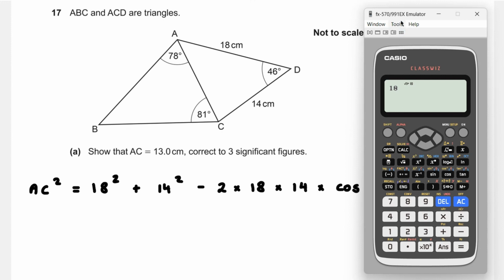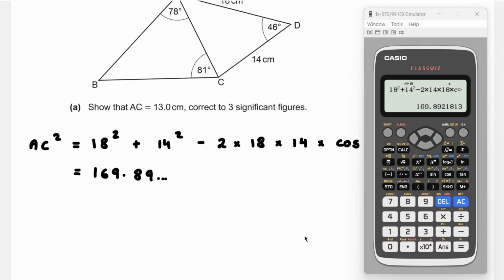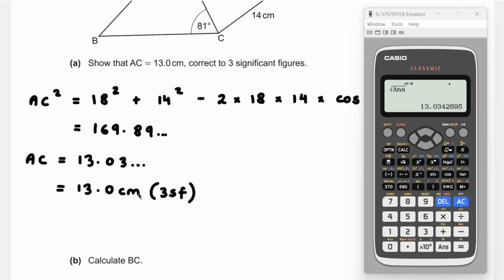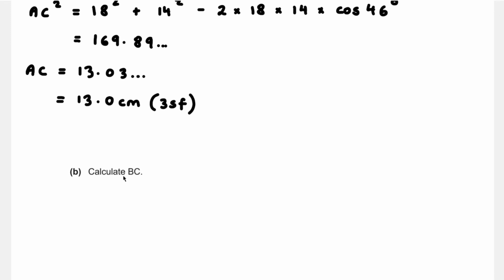I've got 18 squared plus 14 squared, subtract 2 times 14 times 18 times by the cosine of 46, which is 169.89, etc. So to find out what AC is, I need to square root. So AC is 13.03, etc. Let's add that to the diagram. So I've got 13.0 centimeters to 3 significant figures. We now have to calculate BC.